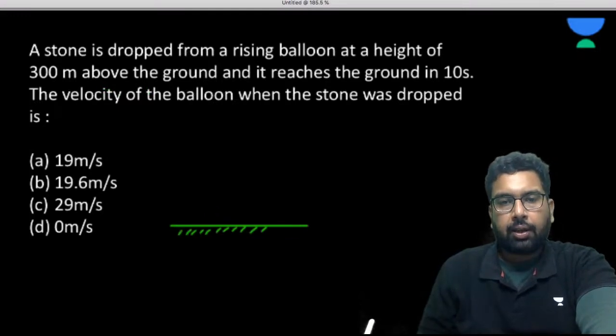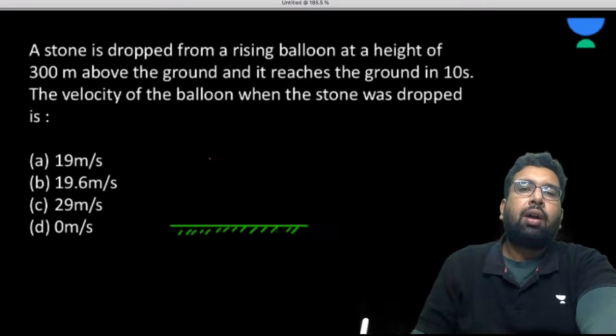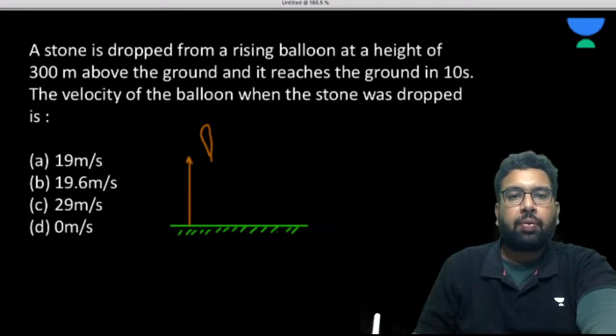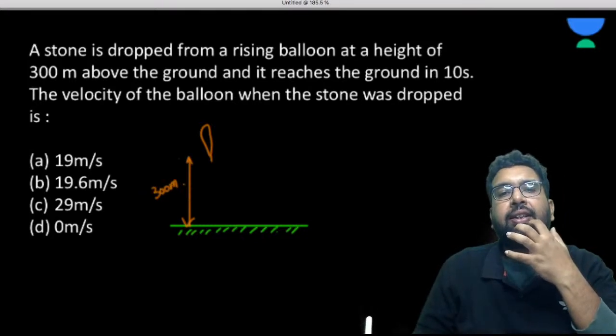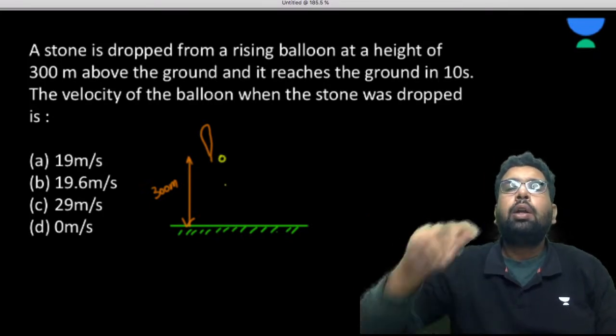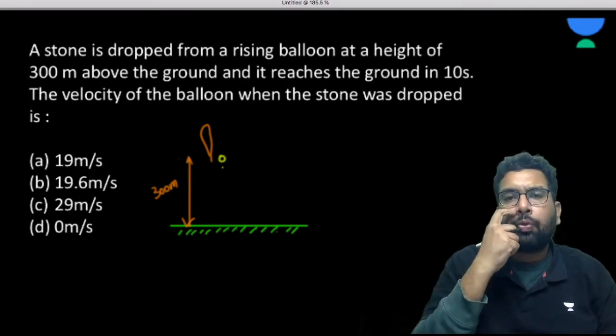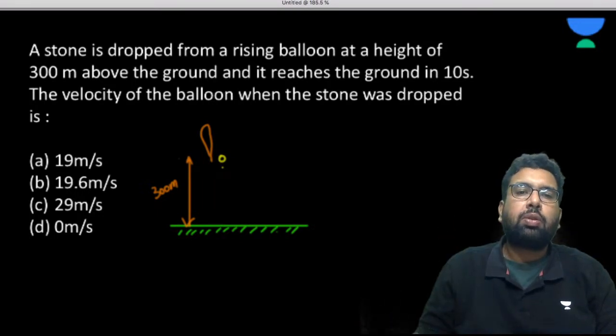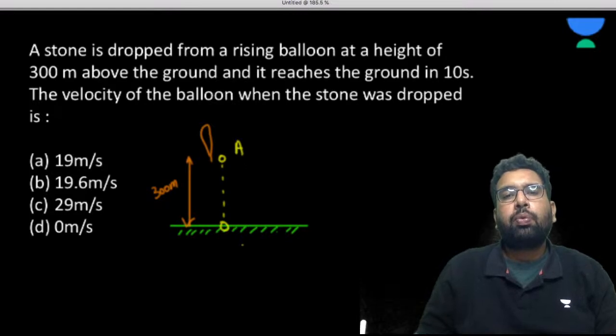Again, let's draw the figure. We have a balloon, which is obviously rising, at a height of 300 meters above the ground. A stone is dropped from here. We know it is going to have some upward velocity, since no velocity is mentioned. The stone is eventually going to strike the ground, so I'm considering the motion between A to B.